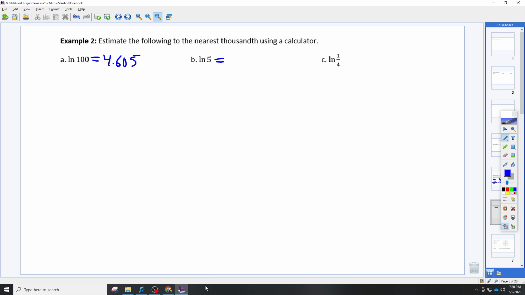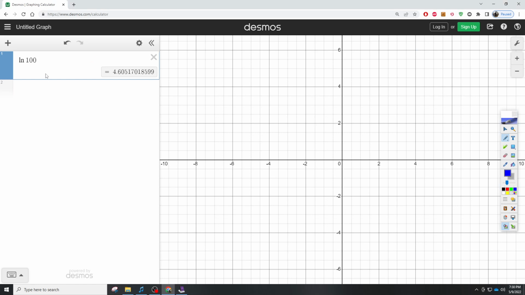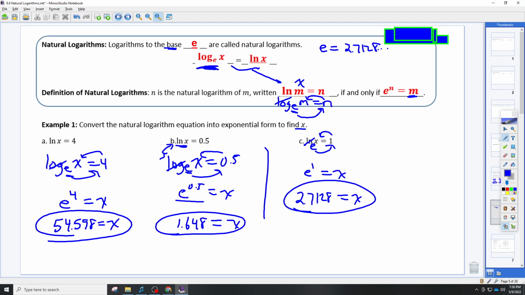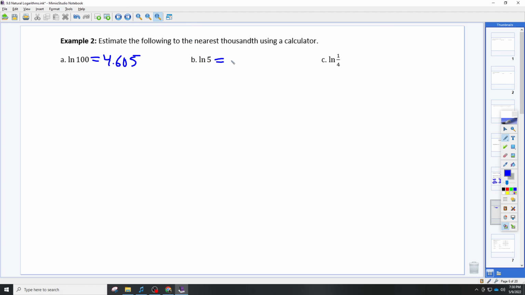ln of 5, just practice doing this in the calculator. ln of 5, 1.609. Did we see that already? 1.648. 1.609. And last one, ln of a fourth.